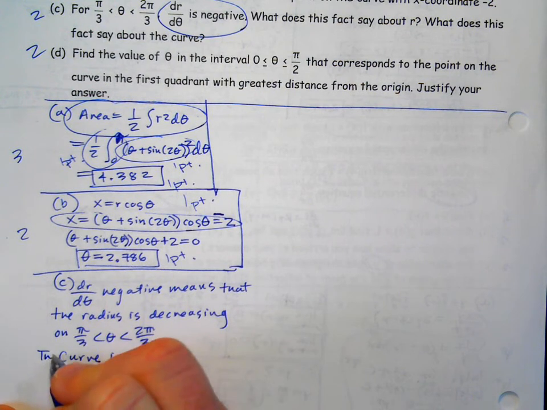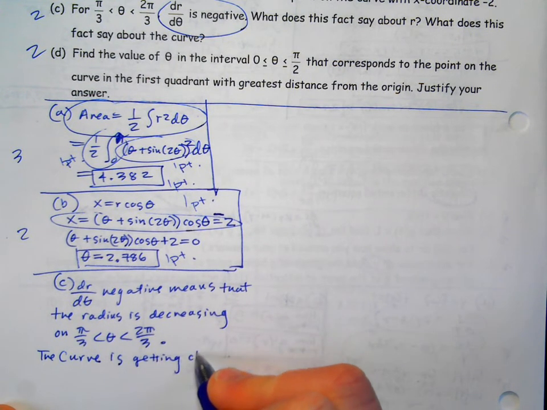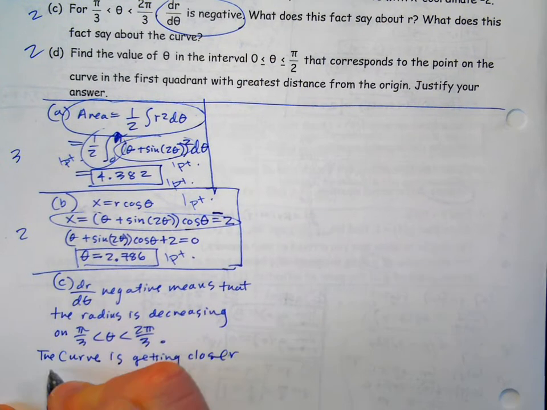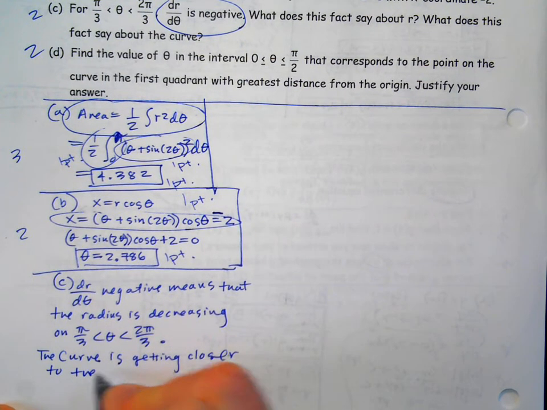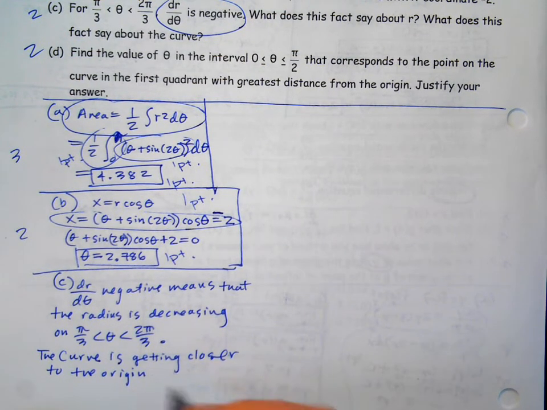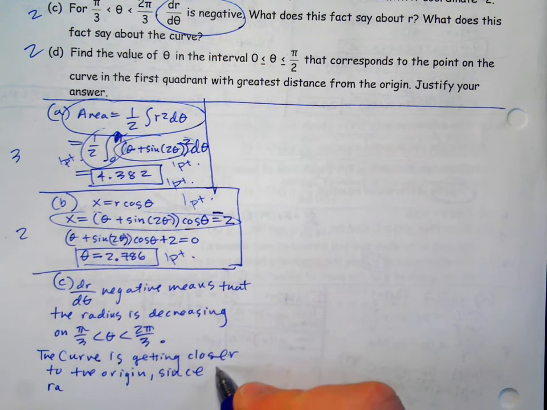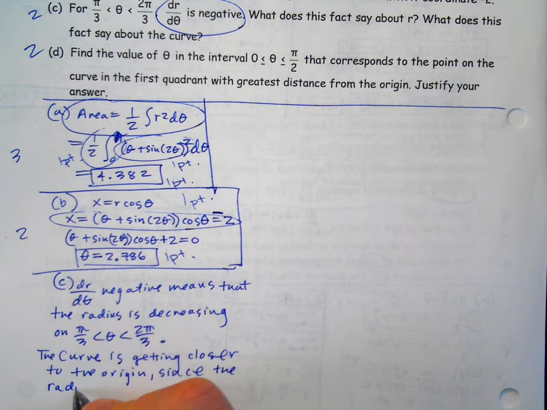The curve is getting closer to the origin, which we call the pole for polar coordinates. The origin, since the radius is decreasing. But here's the problem.